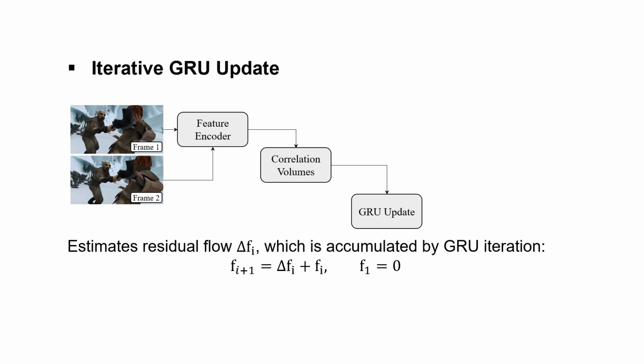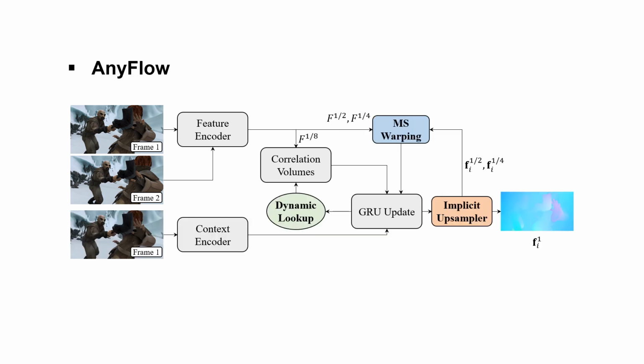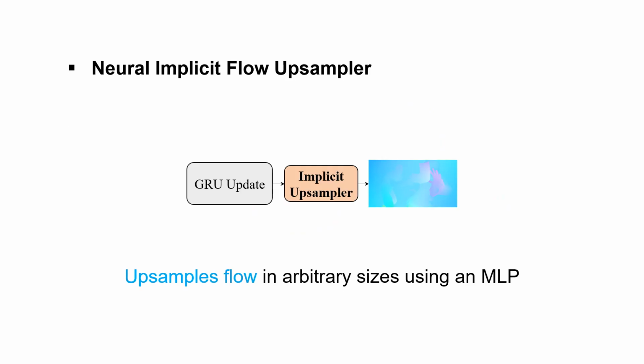In the iterative GRU update stage, the computed correlation values are fed into the GRU module. Then, the GRU module estimates the residual flow, denoted as delta F, which is accumulated by every GRU iteration. Based on this framework, we propose 3 additional modules to make the network more robust to low-resolution images. The first one is the neural implicit flow upsampler, which upsamples optical flow into arbitrary sizes using an MLP.